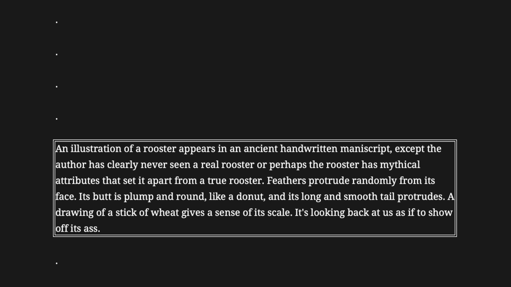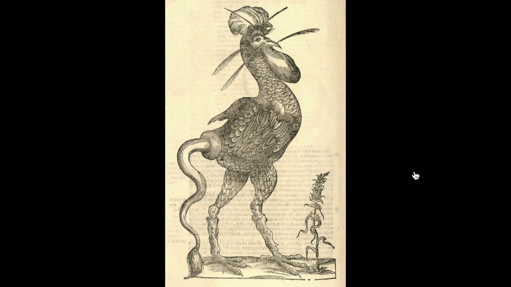An illustration of a rooster appears in an ancient handwritten manuscript, except the author has clearly never seen a real rooster, or perhaps the rooster has mythical attributes that set it apart from a true rooster. Feathers protrude randomly from its face. Its butt is plump and round, like a donut, and its long and smooth tail protrudes. A drawing of a stick of wheat gives a sense of its scale. It's looking back at us as if to show off its ass.